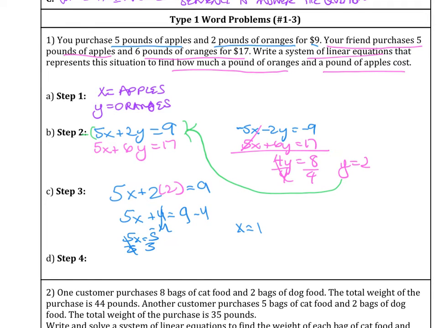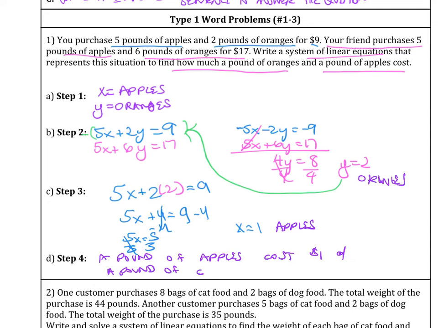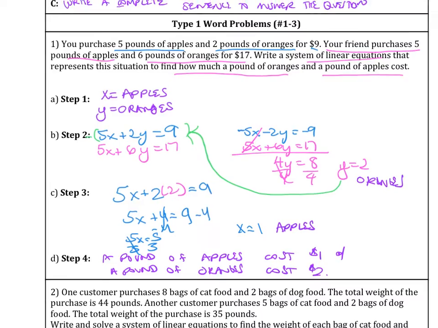So the last step is we're going to write a sentence about this. So x's are apples, y's are our oranges. So we can say a pound of apples costs $1, and a pound of oranges costs $2.